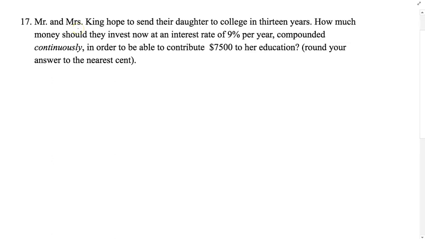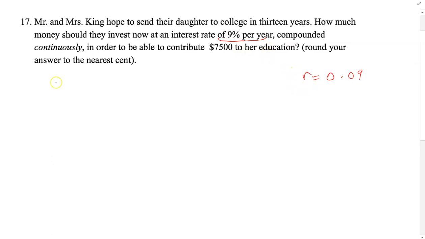Mr. and Mrs. King hope to send their daughters to college in 13 years. How much money should they invest now at an interest rate of 9% per year compounded continuously in order to contribute $7,500 to her education? Now, what we have here is an interest rate of 0.09 in decimals, 9% as a percent.